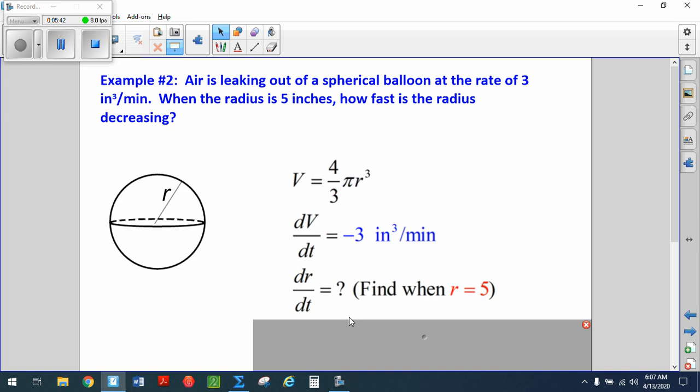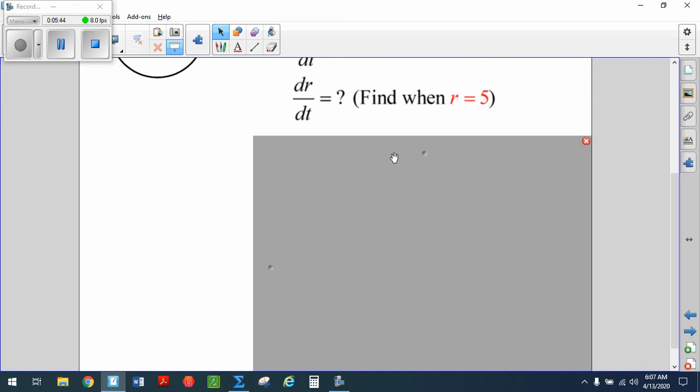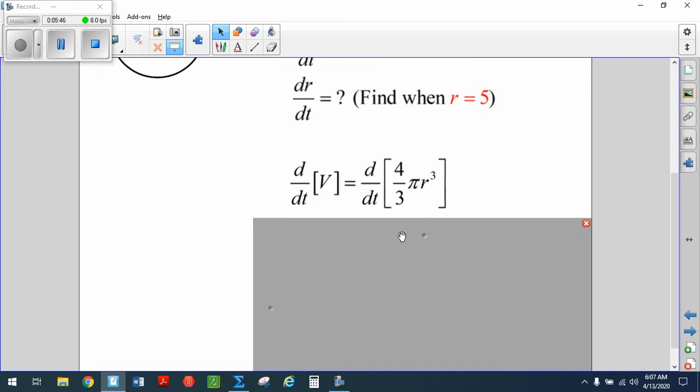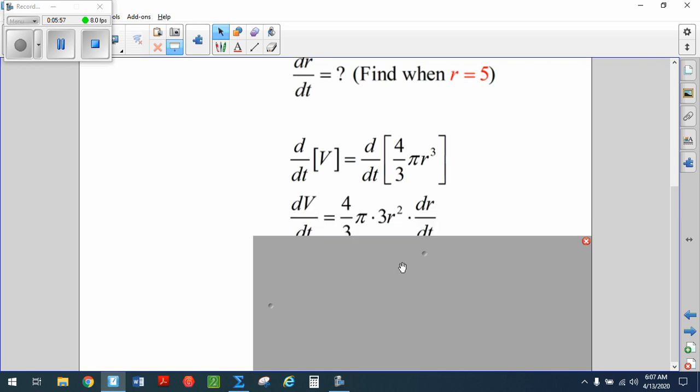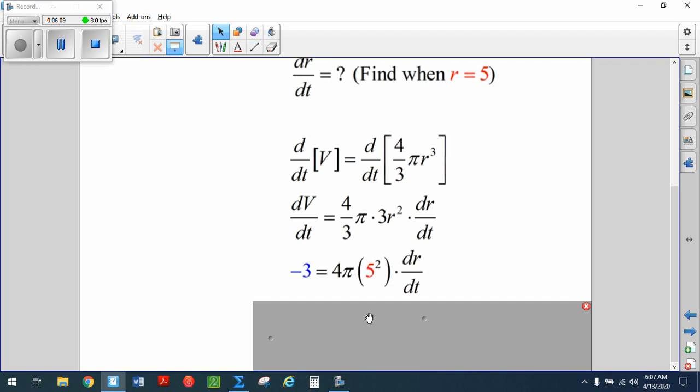So then I take the derivative of both sides of the equation with respect to time. The left-hand side is just dV/dt. The right-hand side is 4/3 times pi times 3r squared, and then times the dr/dt. So there's my chain rule with the implicit differentiation. And I'm going to plug in everything. We said r was 5. We said dV/dt in general was -3.